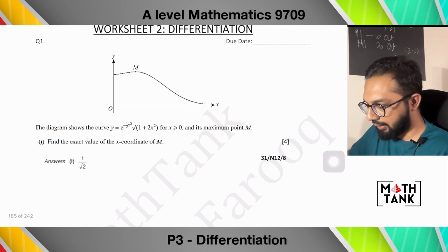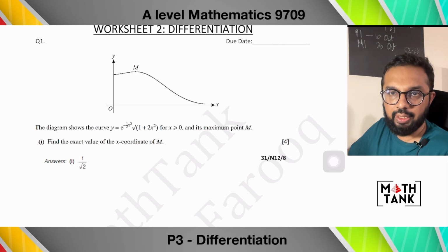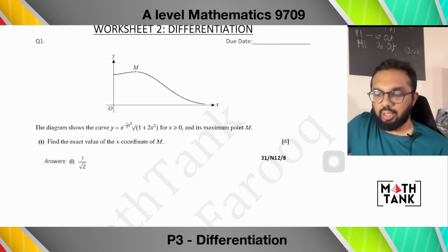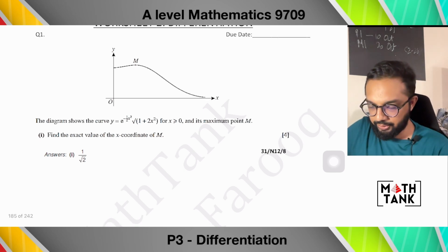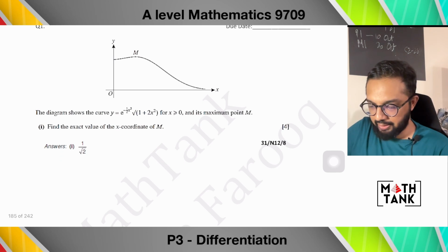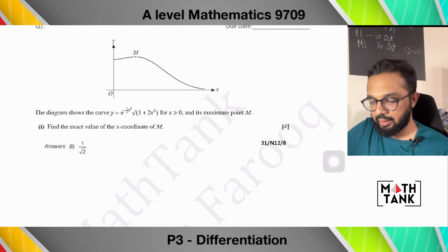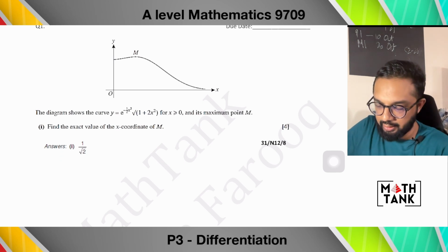Okay, beginning with November 12, variant 3-1, question number 8. It says the diagram shows the curve and its maximum point M. Find the exact value of the x coordinate of M. So I need to calculate dy by dx.